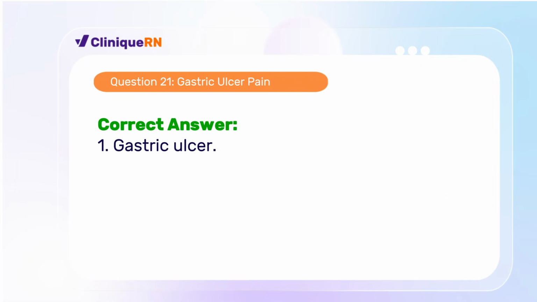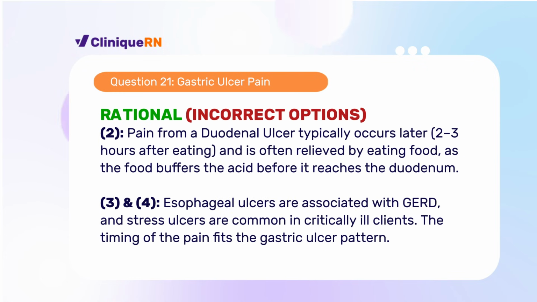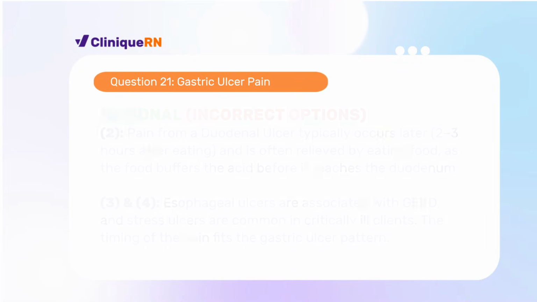The correct answer is 1. Gastric ulcer. Rationale. Pain from a gastric ulcer is typically described as a burning or gnawing sensation that occurs soon after eating, 30 to 60 minutes, because the food is irritating the ulcerated stomach lining. Incorrect options. 2. Pain from a duodenal ulcer typically occurs later, 2 to 3 hours after eating, and is often relieved by eating food, as the food buffers the acid before it reaches the duodenum. 3 and 4. Esophageal ulcers are associated with GERD, and stress ulcers are common in critically ill clients. The timing of the pain fits the gastric ulcer pattern.